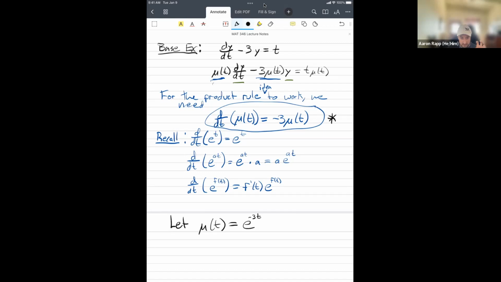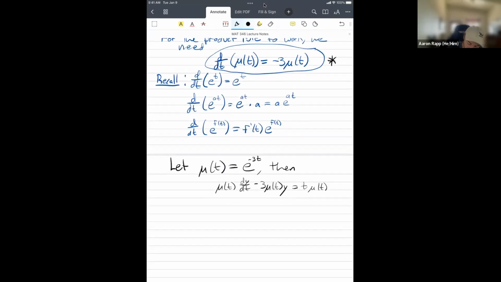If I let mu just be e raised to -3t, then the equation we said before, my integrating factor times dy over dt minus 3 times my integrating factor times y is equal to t times my integrating factor, will become e to the -3t times dy over dt minus 3 times e to the -3t, all of that times y, is equal to t times e to the -3t.